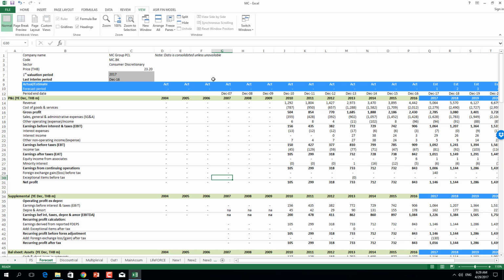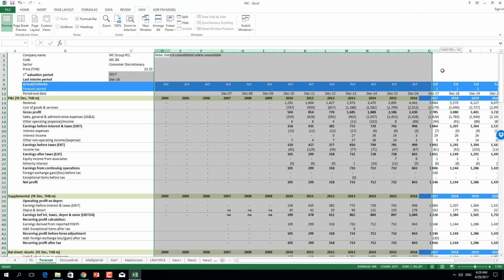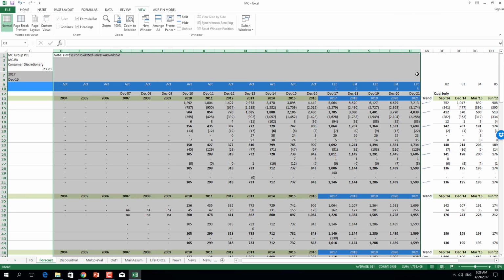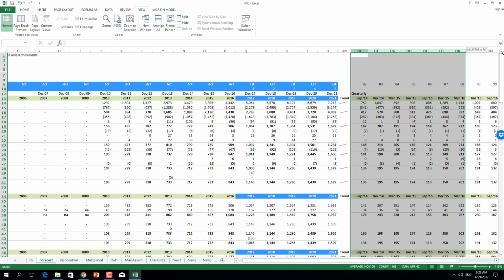First thing you're going to see is that up in the left-hand corner, we've pulled in the name of the company, the ticker code, consumer discretionary, and then you'll have to make a decision about the first valuation period and then the last interim period. What that has to do with is something that we can talk about in just a bit. But basically, you don't have to fill this in for right now. Now, you can see the structure is the same. There's annual, and next to that, there is quarterly.